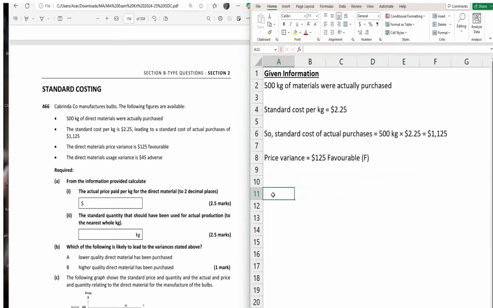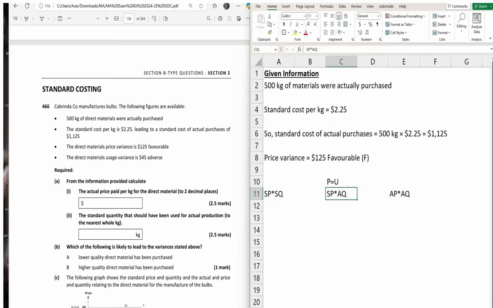Basically, I will write down SP into SQ, then SP into AQ, then AP into AQ. This is the case when your purchase is equal to uses, meaning whatever amount you have purchased has all been used while manufacturing the goods, the bulbs in our case.